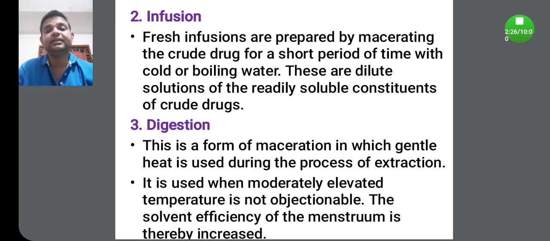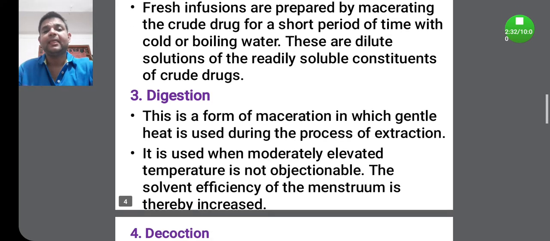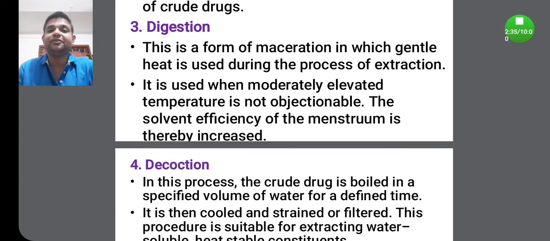Again, this method is used if the constituents are not that thermolabile. The merit of this method is the yield is a little bit higher compared to the maceration and percolation methods. So these are the various techniques that we routinely follow in our lab in order to prepare the extract with various solvents.